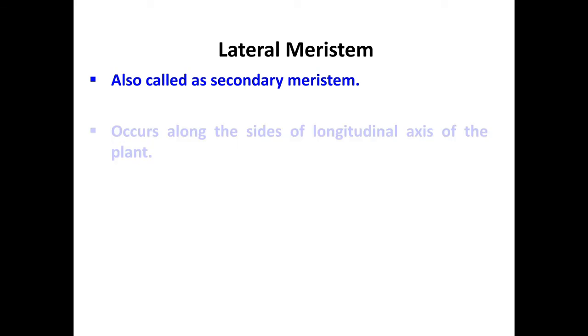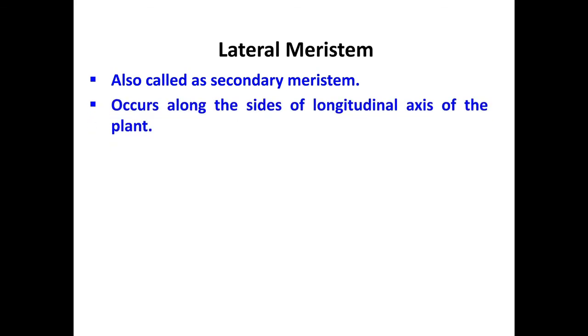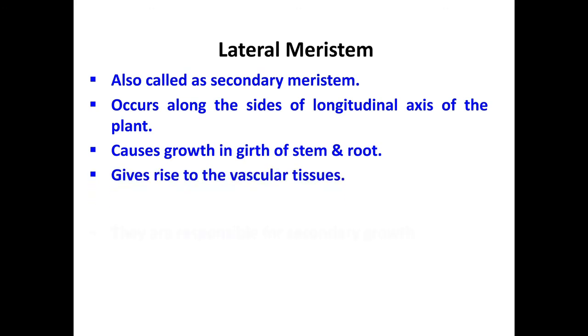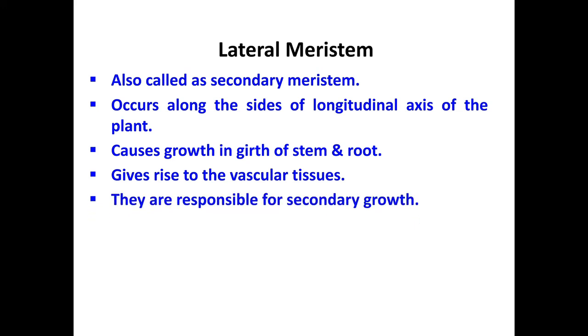Students, you must remember that lateral meristem is also known as secondary meristem. If we talk about its position, it occurs along the sides of the longitudinal axis of the plants and causes growth in girth of stem and root. Lateral meristem gives rise to vascular tissues such as xylem and phloem, and it is responsible for the secondary growth in dicot plants.